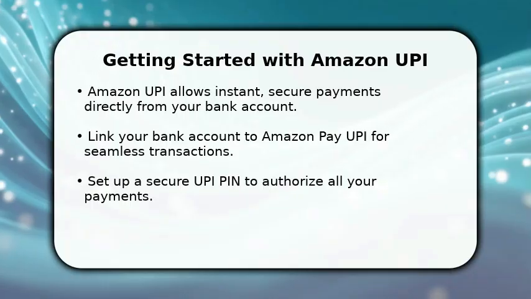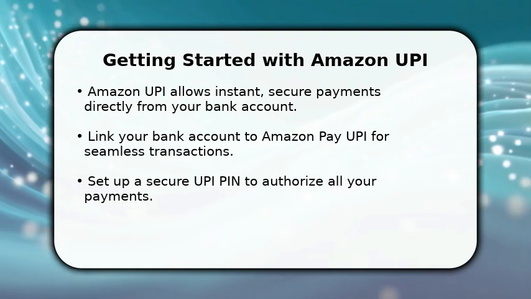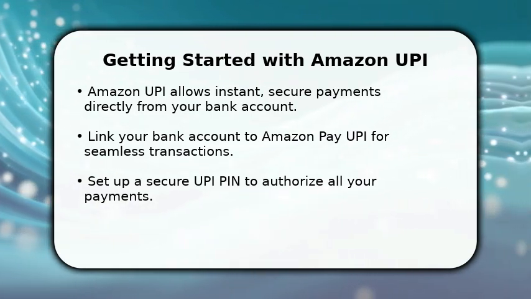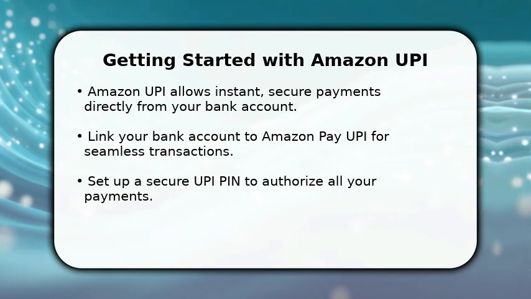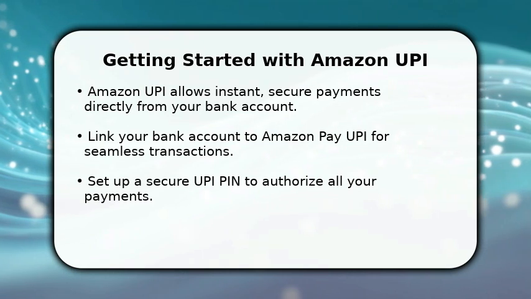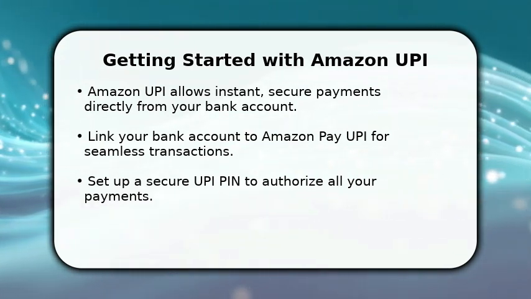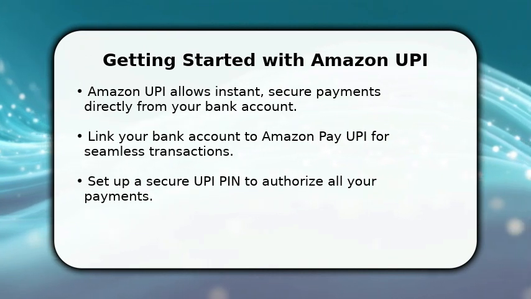Enjoy the video. In this video, I will explain how to use Amazon UPI. First, open your Amazon app and navigate to the Amazon Pay section. You'll find the option to set up Amazon Pay UPI there. It's a straightforward process that links your bank account directly to your Amazon profile, enabling quick and secure payments.